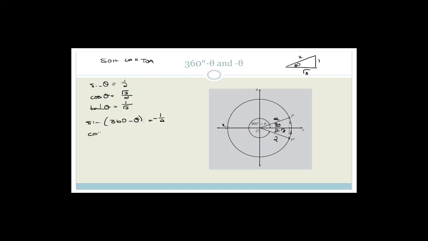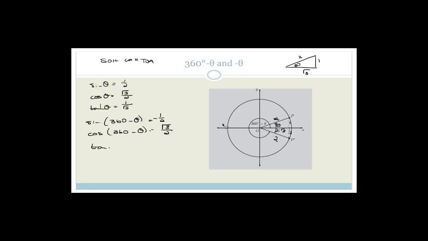So let's check it. Cos of 360 minus theta is going to be adjacent over hypotenuse. So it's going to be root 3 divided by 2. So it's just root 3 divided by 2, which is awesome because we are getting the right answer, the fact that cos is positive, okay?